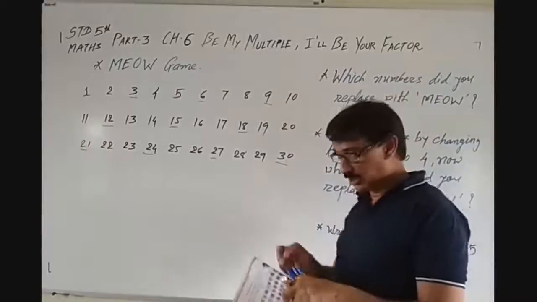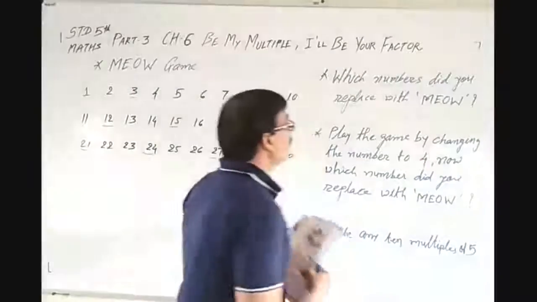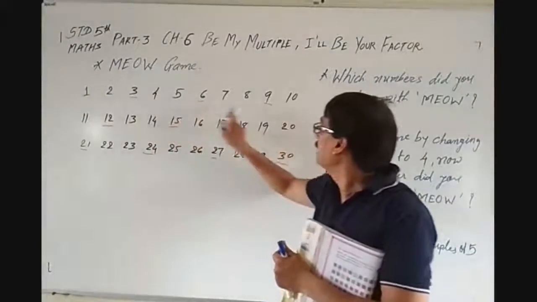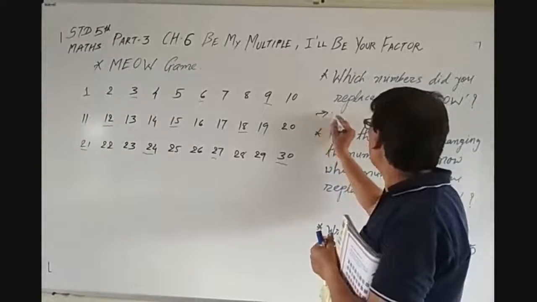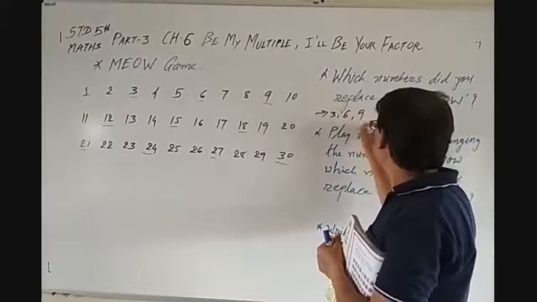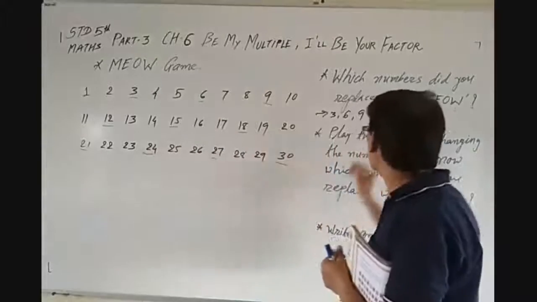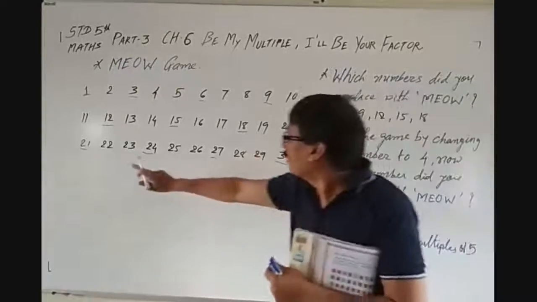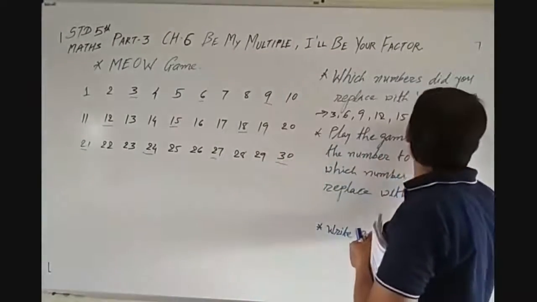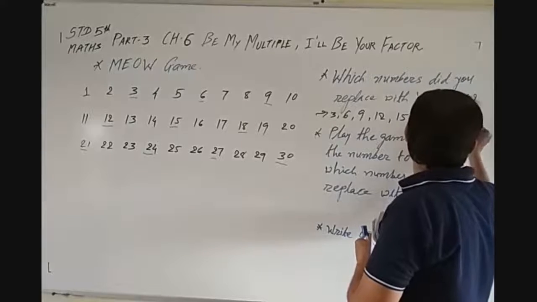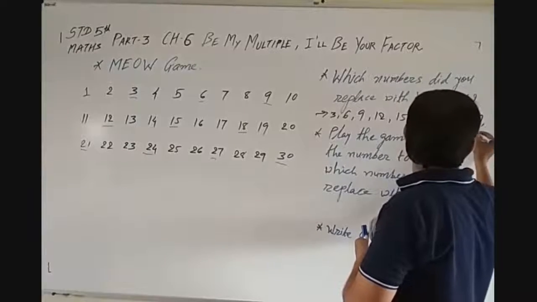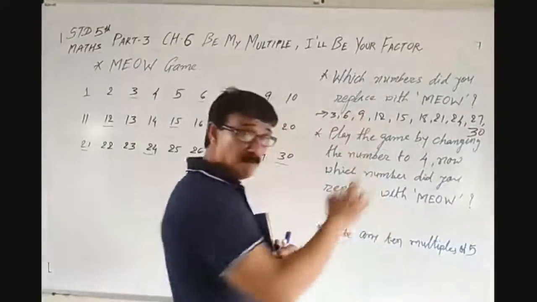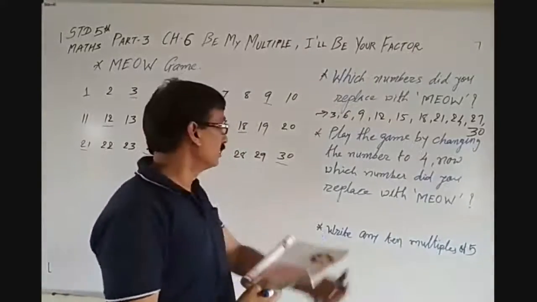Now, let's answer this first question. Which number did you replace with meow? Write down these numbers. 3, 6, 9. Then after that 12, 15, 18. Then after that 21, 24, 27, and 30. So these are the numbers which we replaced with meow. So this was the game.